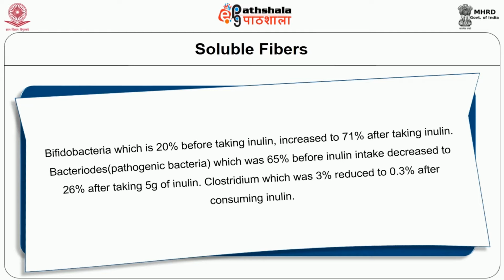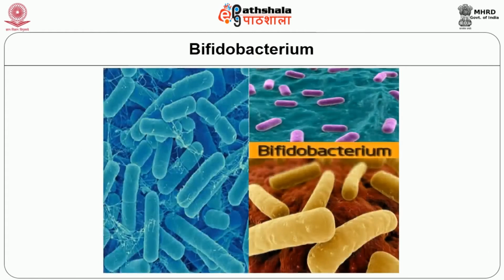Similarly, bacteroides, that is a pathogenic bacteria, which was 65% before inulin intake, decreased to 26% after taking 5 grams of inulin, which shows that taking an adequate amount of prebiotics will decrease the amount of pathogens. Clostridium, which was 3%, was reduced to 0.3% after consuming inulin. You will see here bifidobacterium is again a probiotic which also requires prebiotics.